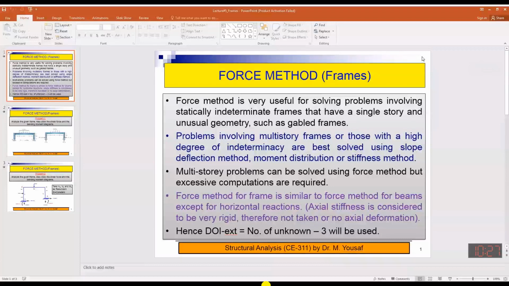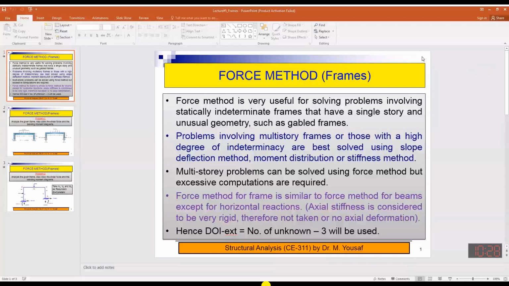In adopting the implementation of the force method for the beam as well as for the frames, it will be similar. Only one difference will be there, and it is known to you that in case of beams, we are not considering the axial force. We do not calculate it. Also, we do not consider the deformation in the axial direction.